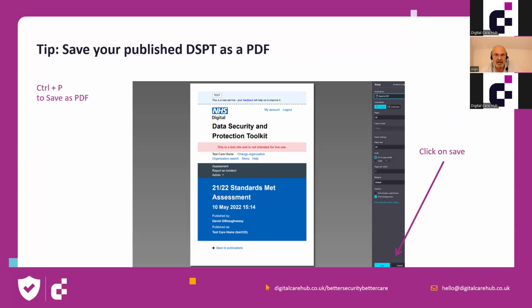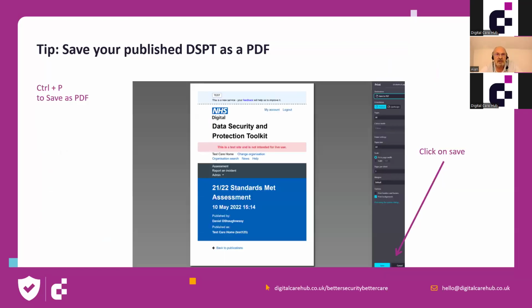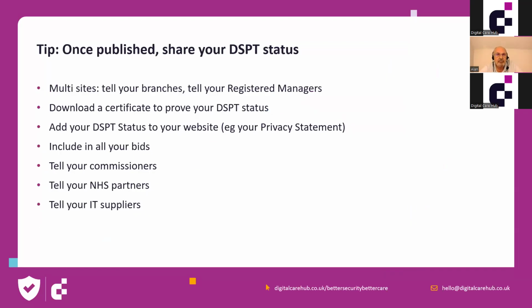If we could just go back one slide, I just want to point out one thing that I didn't mention: under the view details of previous publications, it will also have a download certificate link. That's where you can download the certificate that proves that you have published and at what level you've published, etc. Thank you. If we can move forward again, please.